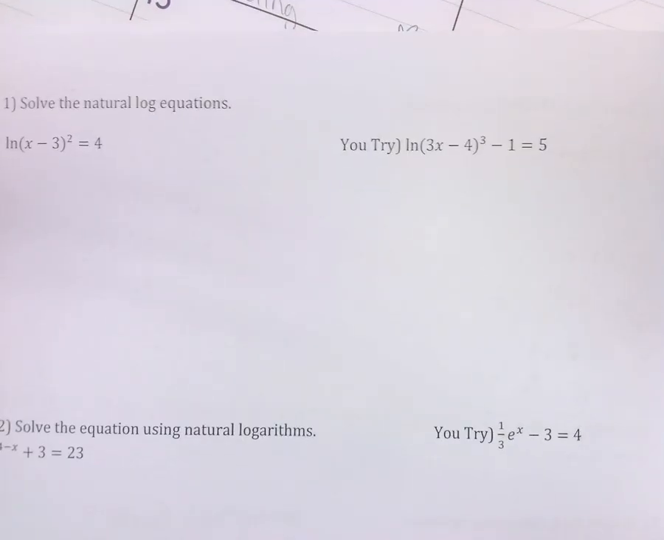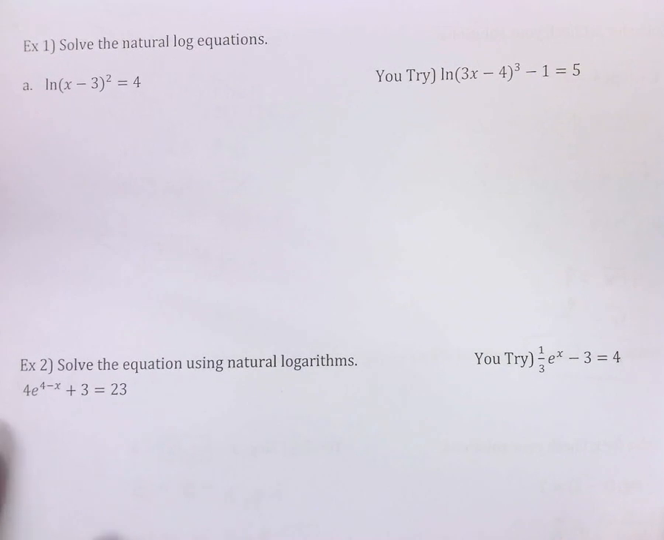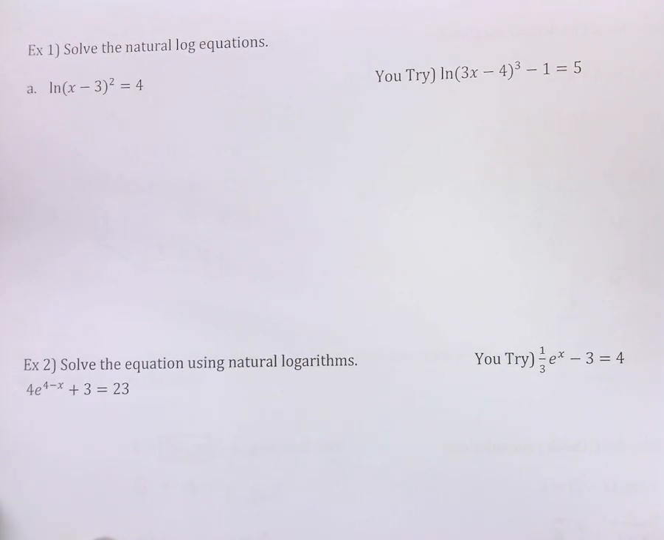All right, so let's solve some stuff and things. Here we have the natural log of x minus 3 squared equals 4. Now there's a few ways we can solve this question. I'm going to solve one way.